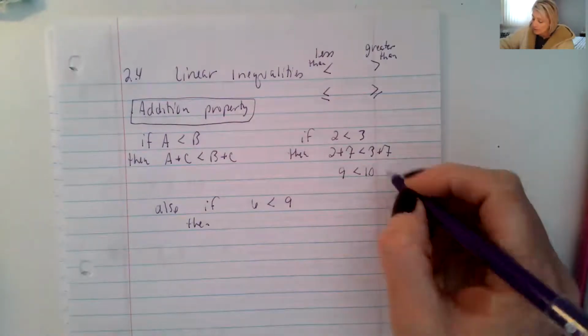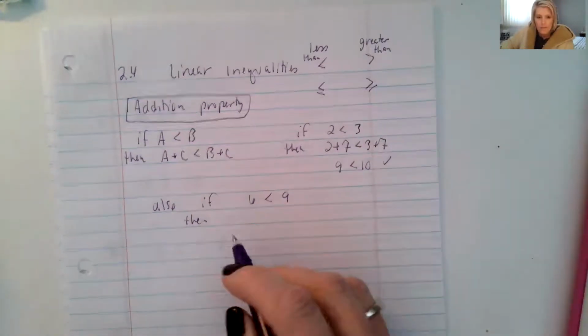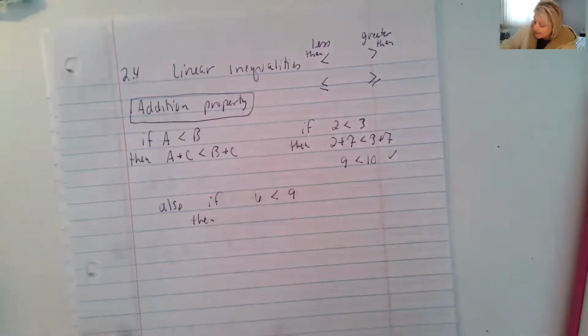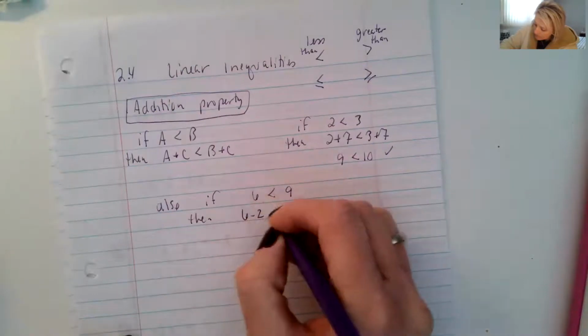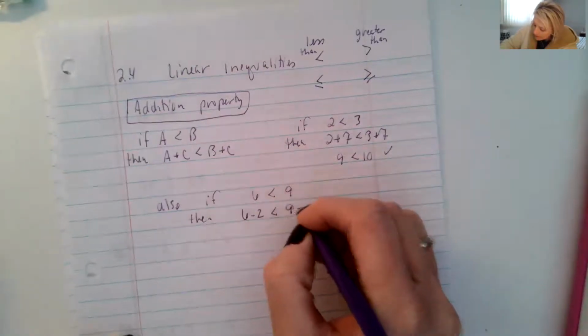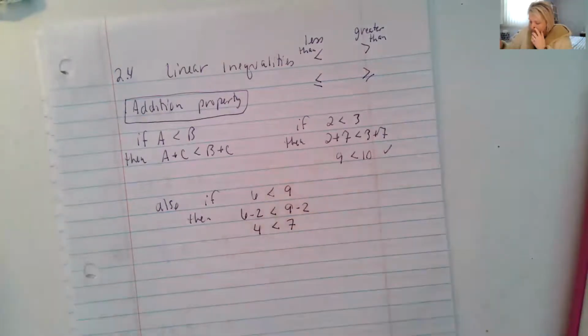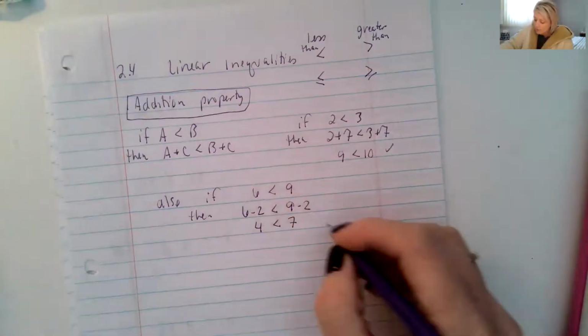So that is true. Let's see if it also holds for subtraction. If 6 is less than 9, then 6 minus 2 should still be less than 9 minus 2. So 4 is less than 7, and that is still true as well.